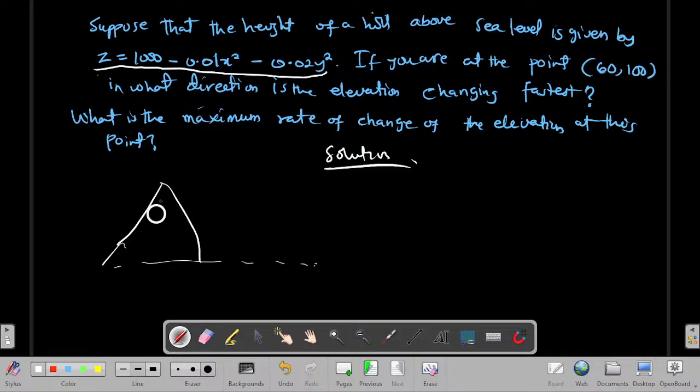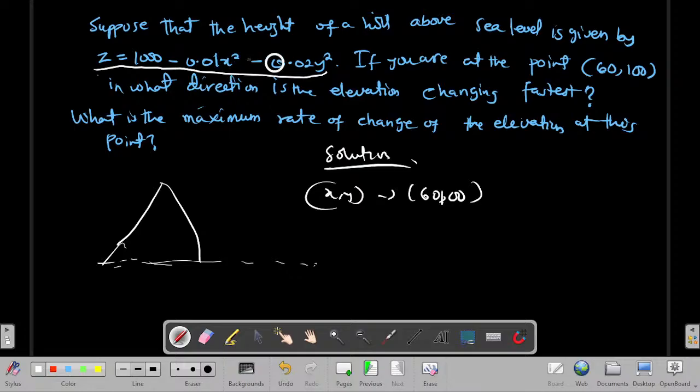So with this hill here, you realize that he said if you're at a point (60, 100), in what direction is the elevation changing fastest? Our current point (x, y) maps to (60, 100). To know the direction that the elevation will change fastest, what do we do? We need to define the gradient function of the model.